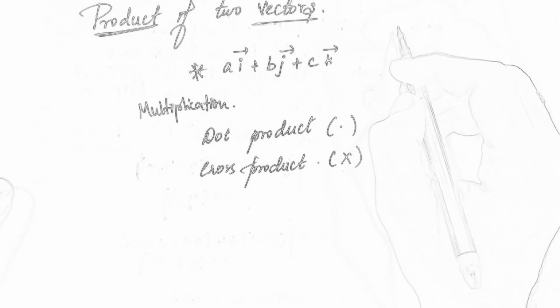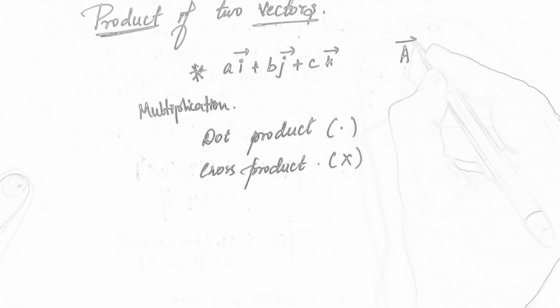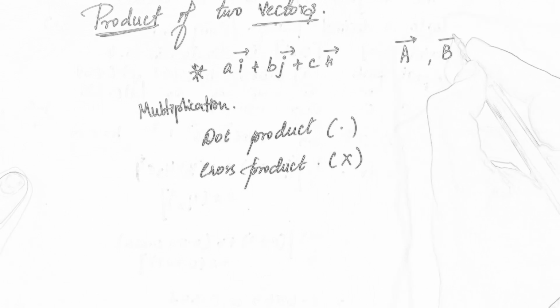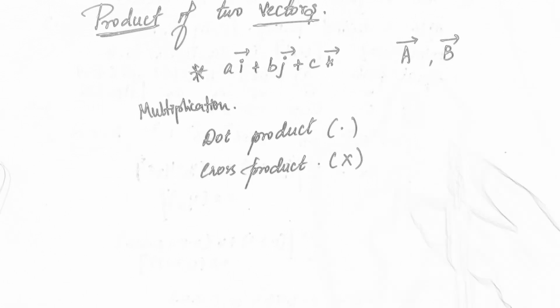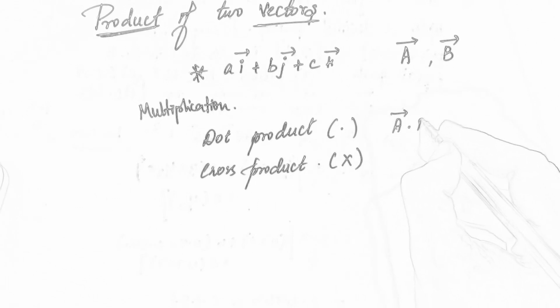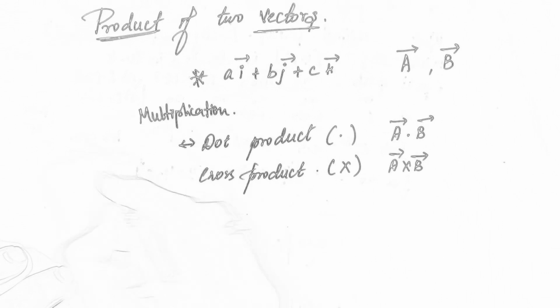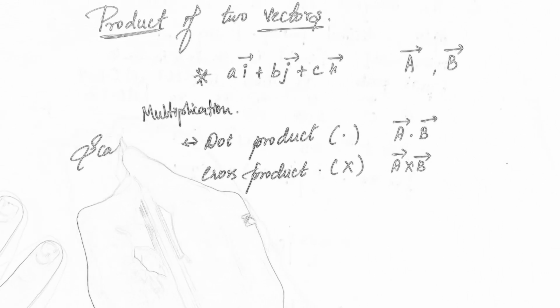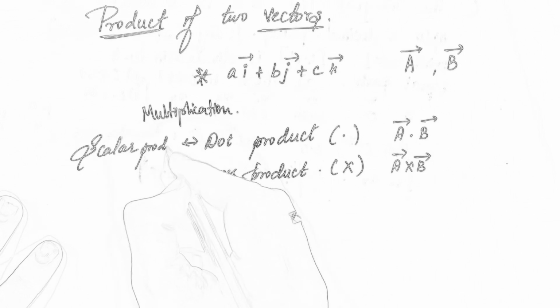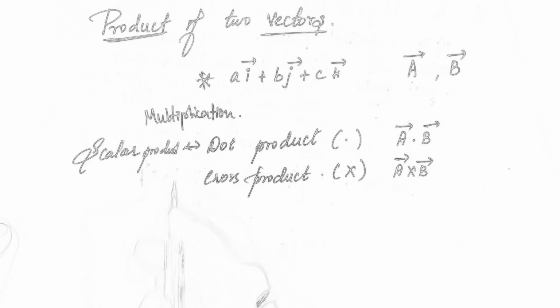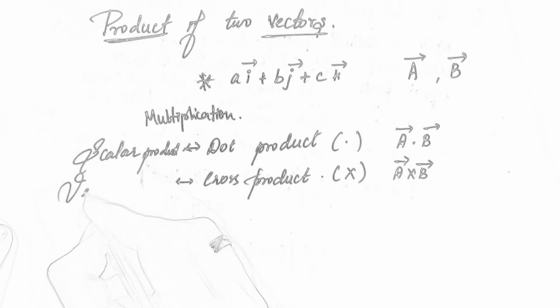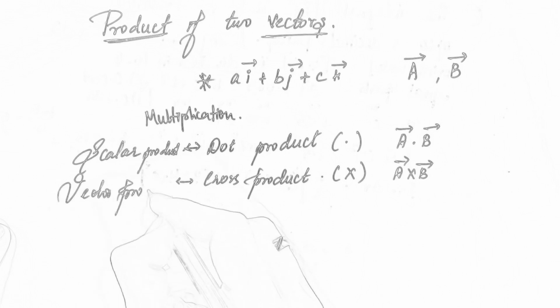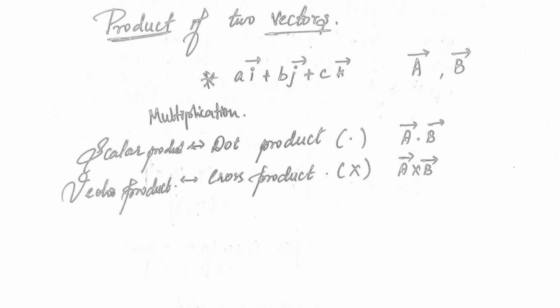Doesn't matter. Now consider A vector and B vector. So how is it described here? A vector dot of B vector, whereas here A vector cross of B vector. Now one more thing, the dot product is also called a scalar product, whereas the cross is also called vector product. The cross is also called vector product.